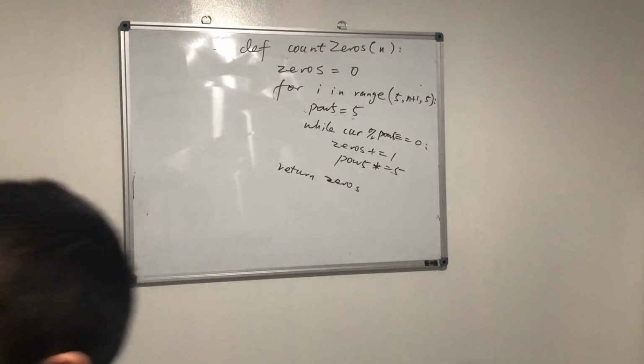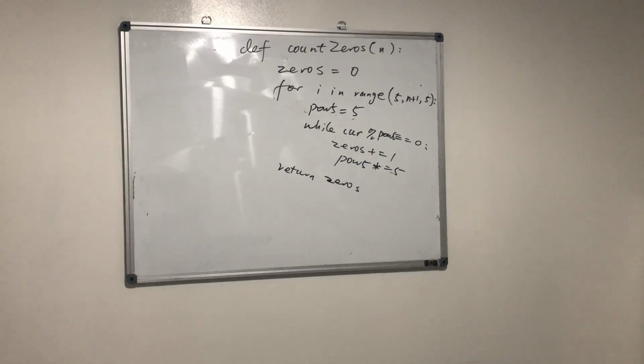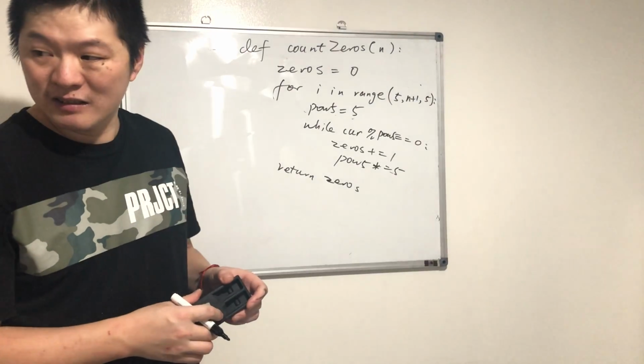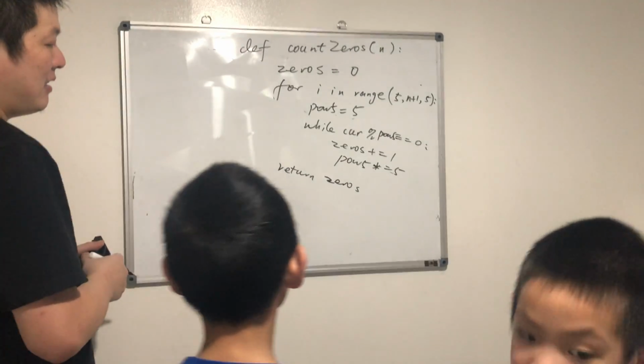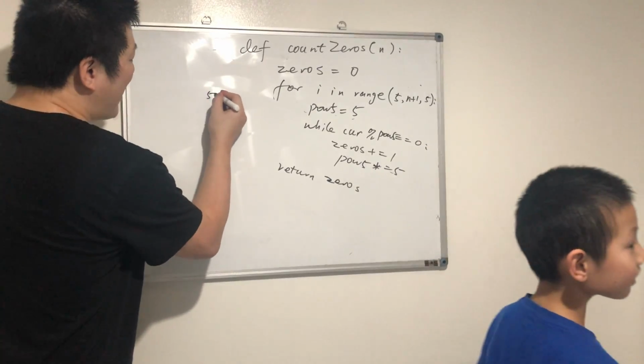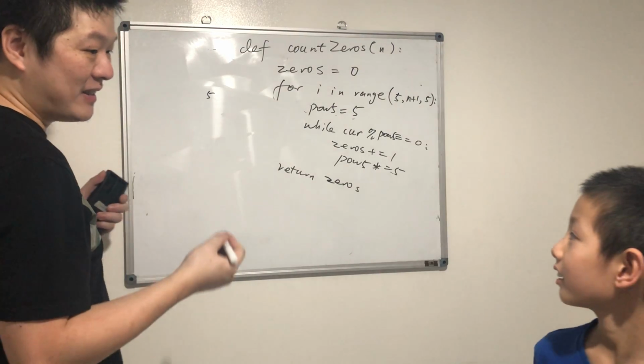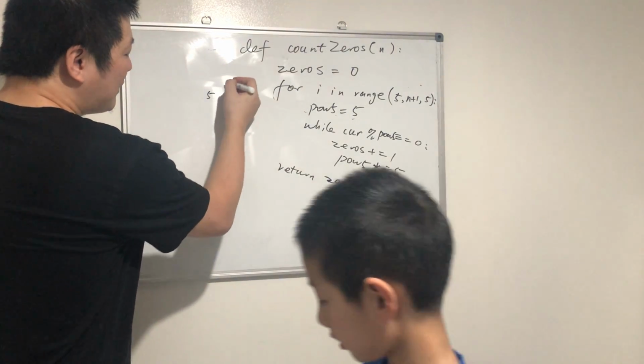So can we do even better than counting zeros? We just want to count how many 5s. This one has one 5.